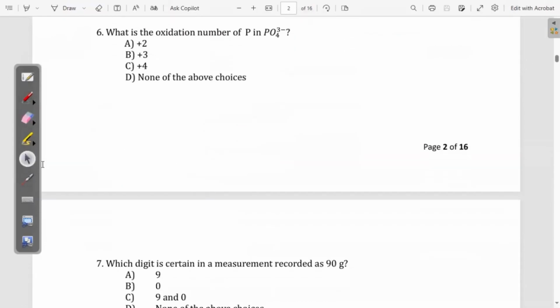Okay, question number 6. They're saying, what is the oxidation number of P in this? Okay, so the oxidation number of P plus the one for the oxygen, which is always minus 2, but now we're multiplying it by 4. It's always minus 2. So it will be P plus 2.